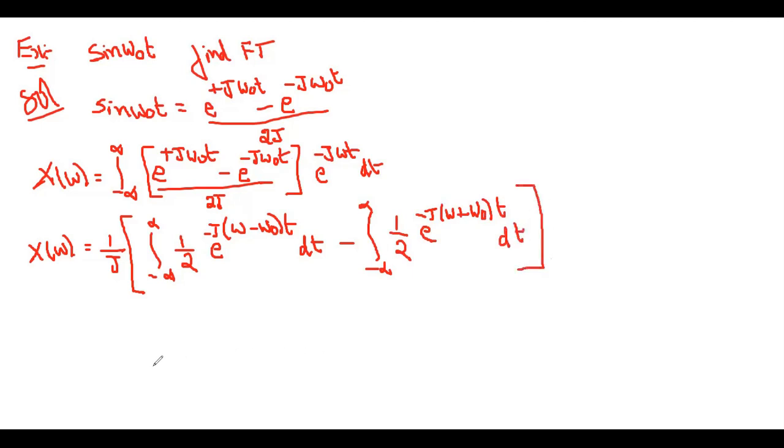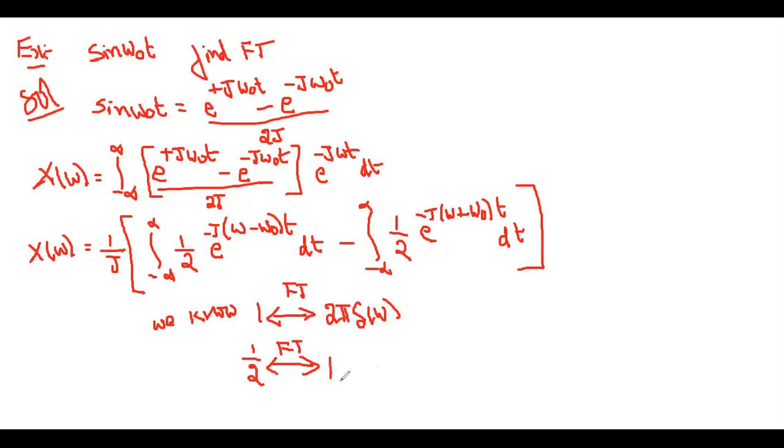Okay. Now by using the Fourier transformation of 1 and of 1 by 2, we know the Fourier transformation of 1 is 2 pi into delta omega, and the Fourier transformation of 1 by 2 is pi into delta omega.